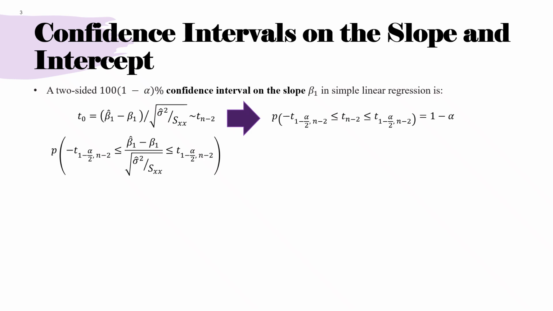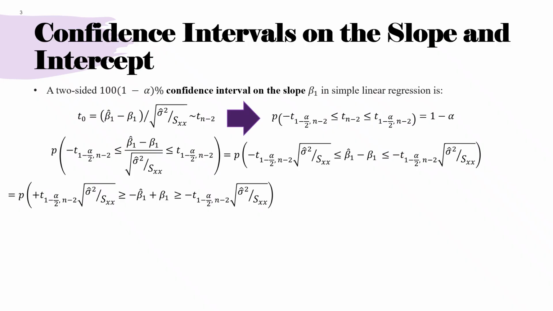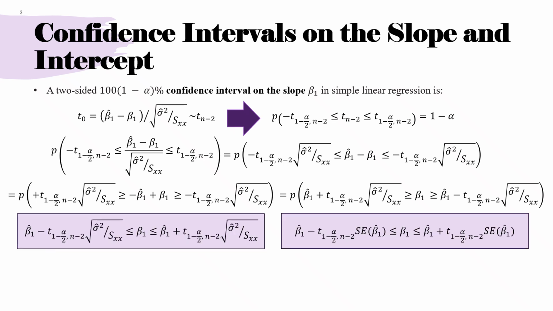These steps include multiplying all sides of the inequality by the standard error of beta 1, multiplying by negative 1 and reversing the inequality signs, and finally adding beta 1 hat to all sides. After completing these steps, we obtain a probability statement showing that beta 1 lies between beta 1 hat minus and beta 1 hat plus the critical t-value corresponding to 1 minus half alpha, with n minus 2 degrees of freedom, times the standard error of beta 1, with probability 1 minus alpha. As a result, the two-sided confidence interval for beta 1 is given by beta 1 hat plus or minus the critical t-value times the standard error of beta 1.